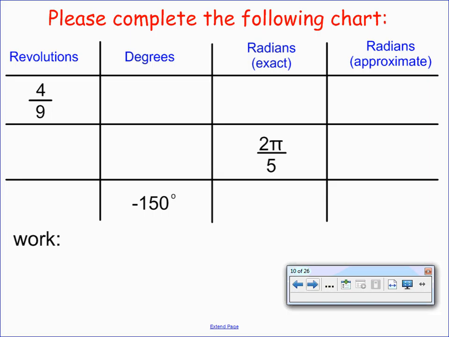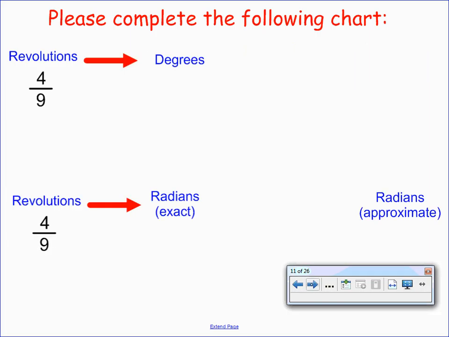Everybody have your chart? Cool. Let's go 4/9 revolutions to degrees. Recall we can multiply 4/9 revolutions by starting with my indicated unit and then multiplying by an identity whose sole purpose is to get rid of the label we don't want and move to the label we do want.